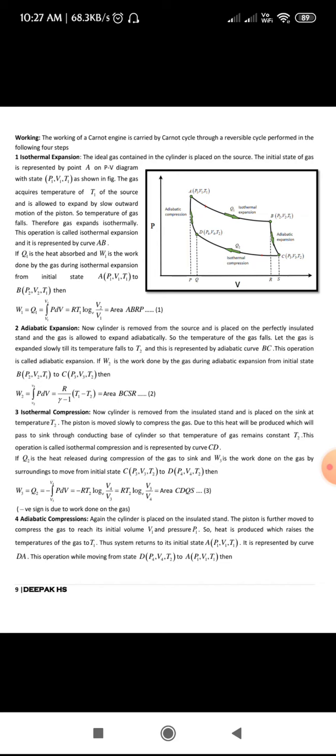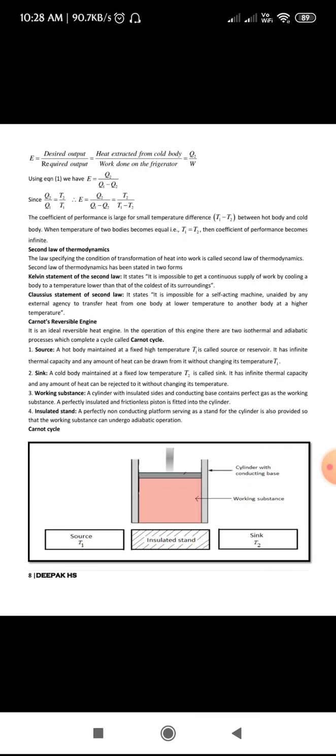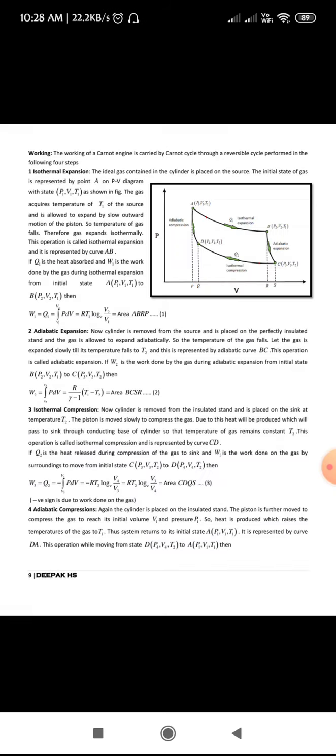Here, when you place the cylinder on the insulated stand, we allow the gas to expand. Since the gas is allowed to expand, there will be a decrease in temperature, right? So the temperature falls. Similarly, the pressure and volume change.